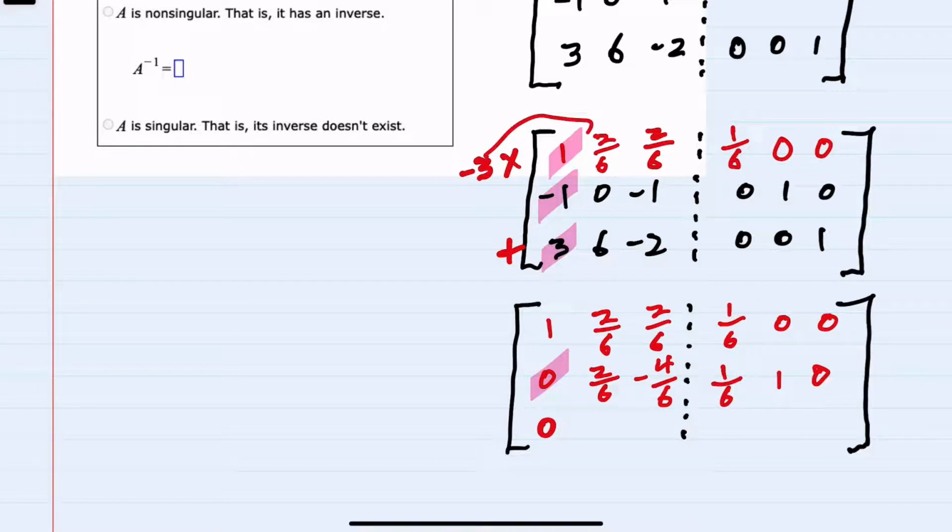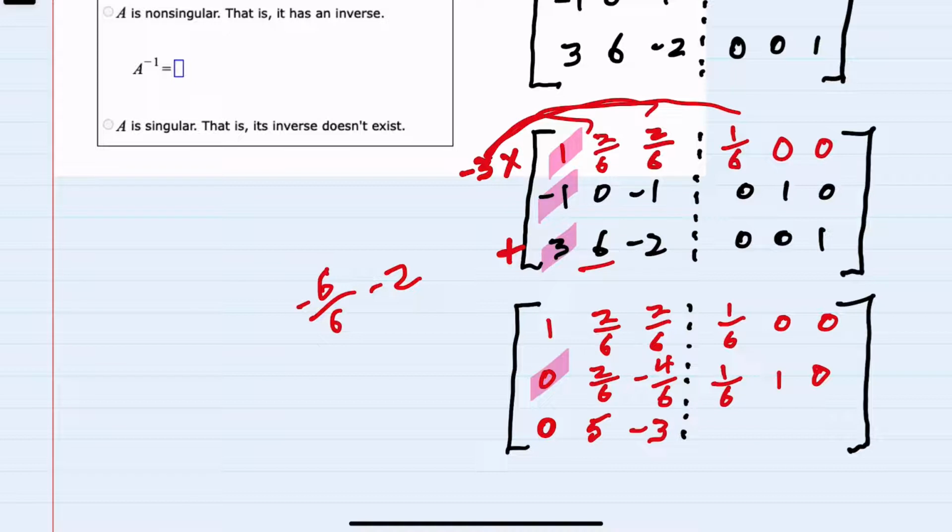-3 times 2/6 is -6/6, or -1, plus the 6. So -1 plus 6 is 5. Again, -3 times 2/6 is again -6/6. Adding row 3 here, which is a -2, I've got -1 minus 2, negative 3. Negative 3 times 1/6 is negative 3/6.